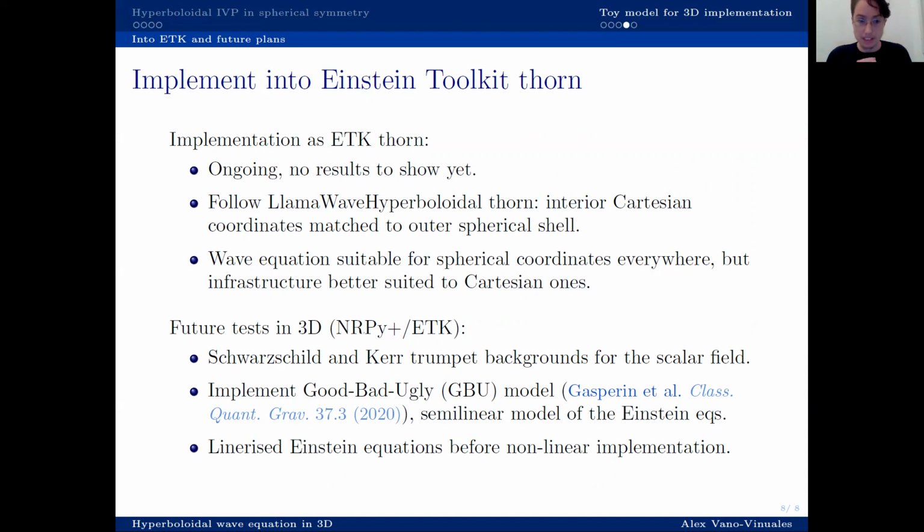What we plan as future steps, be it in NRPy or in the Einstein Toolkit, is to first substitute the background for something a bit more interesting, such as Schwarzschild or Kerr trumpet geometry. And I mention a trumpet geometry because it allows us to go inside of the horizon, and that's quite interesting. And then I would also implement the good but ugly model, which is semi-linear and thus better mimics the behavior of the Einstein equations, especially at the asymptotic limit towards scri plus. And before trying the full non-linear Einstein equations in 3D, we would attempt a linearized version.